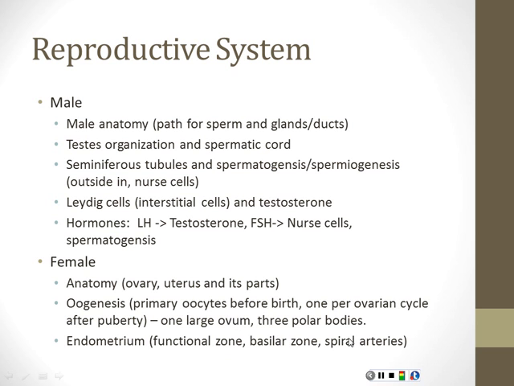And then the spiral arteries are sort of unique to the endometrium. They are arteries that can shrink and grow very easily. So as the endometrium gets thicker, the spiral arteries expand. But then as the endometrium starts to slough off, the spiral arteries contract. Basically, the spiral arteries mean that the endometrium doesn't have to grow new arteries each month. Instead, it can use the same artery over and over again because of how it can stretch and contract.